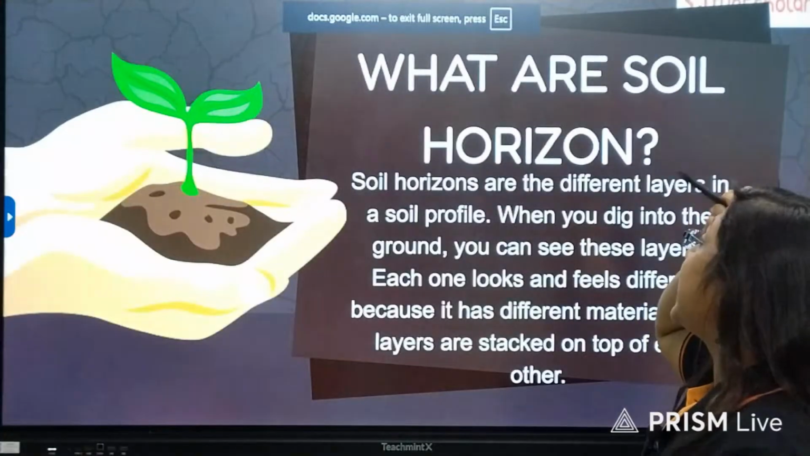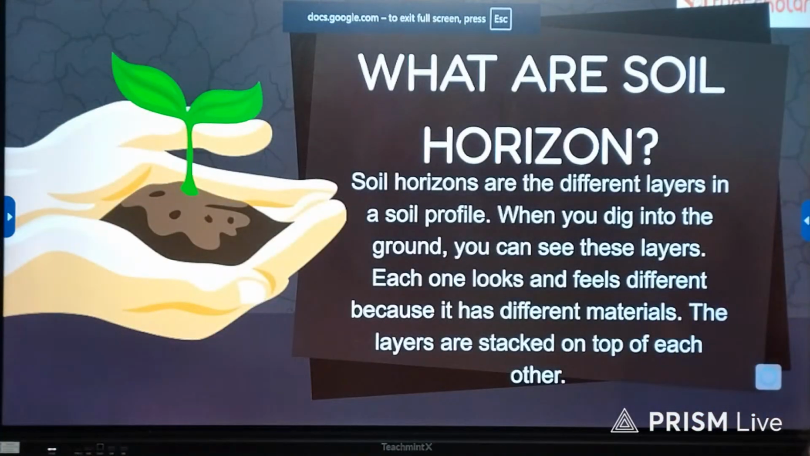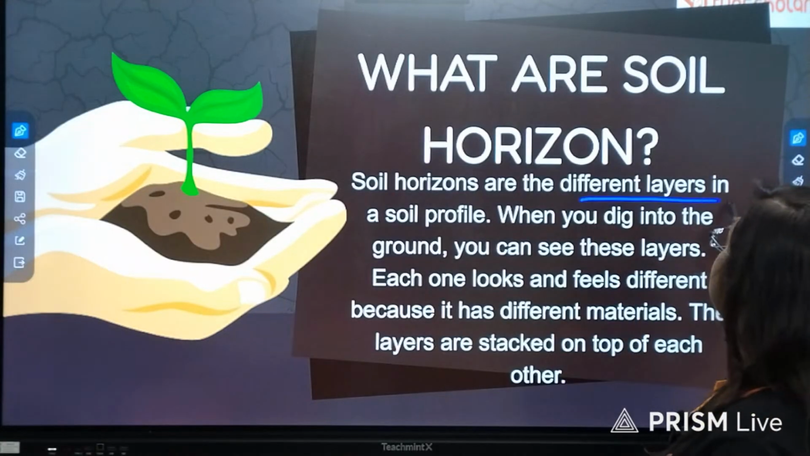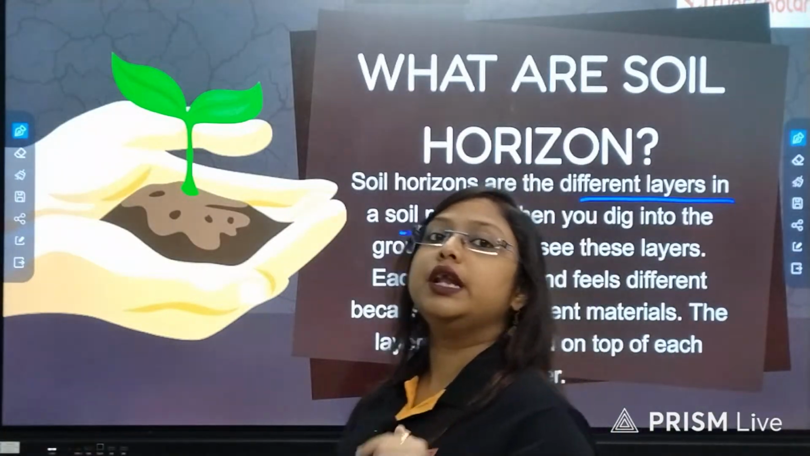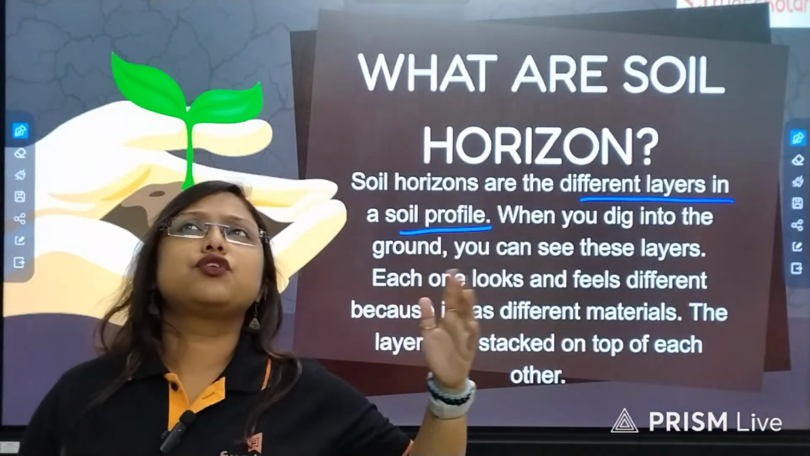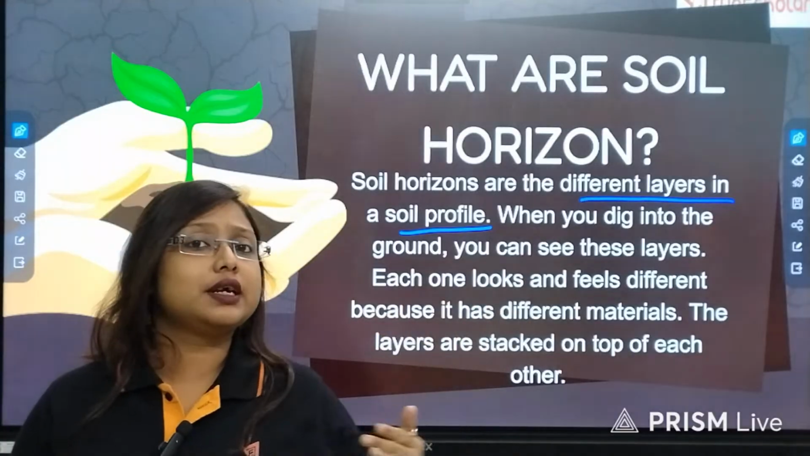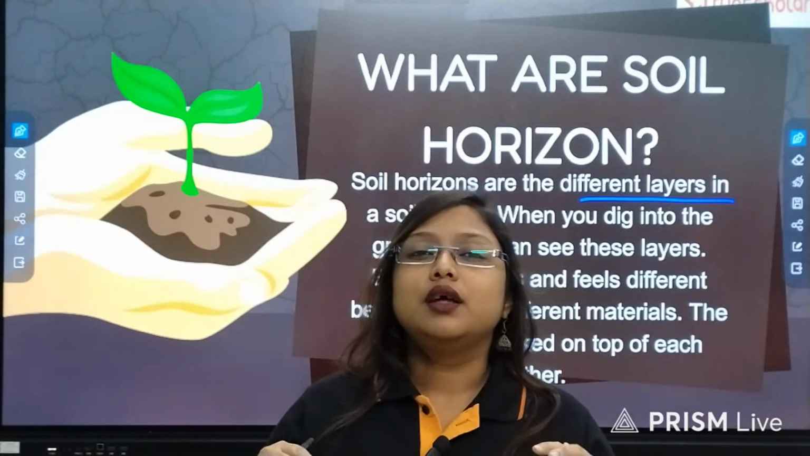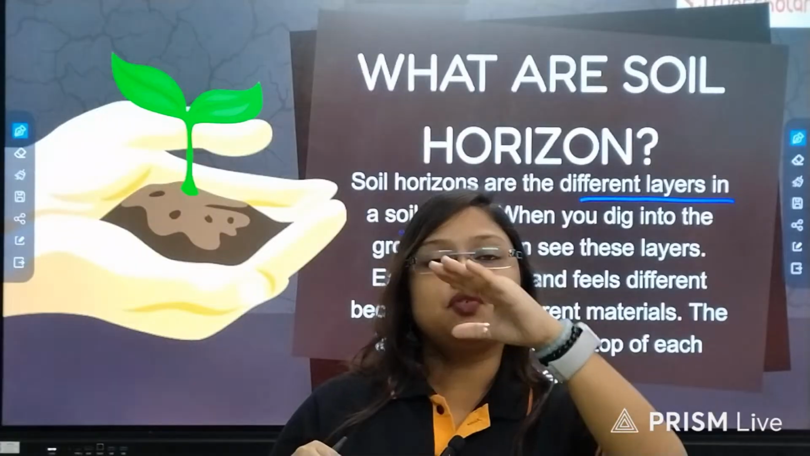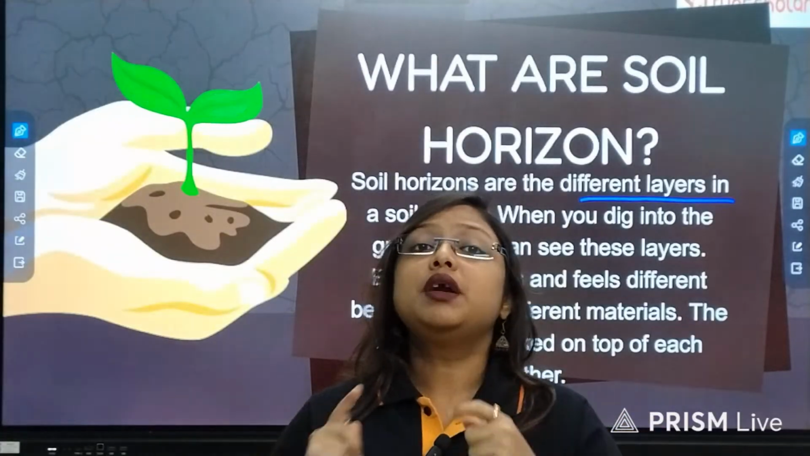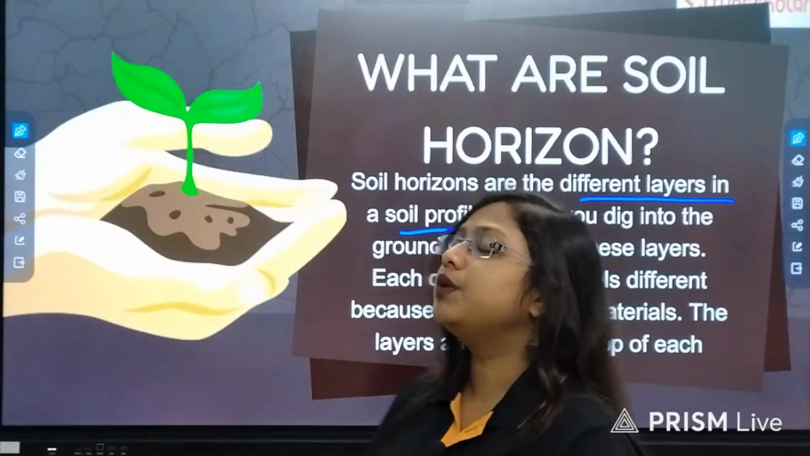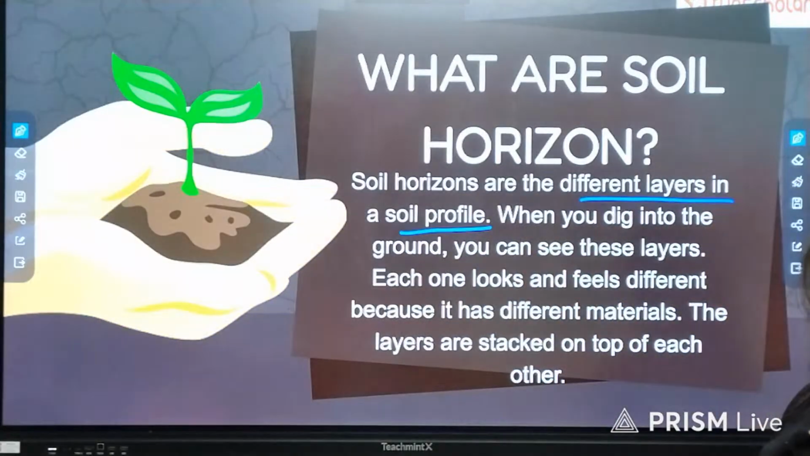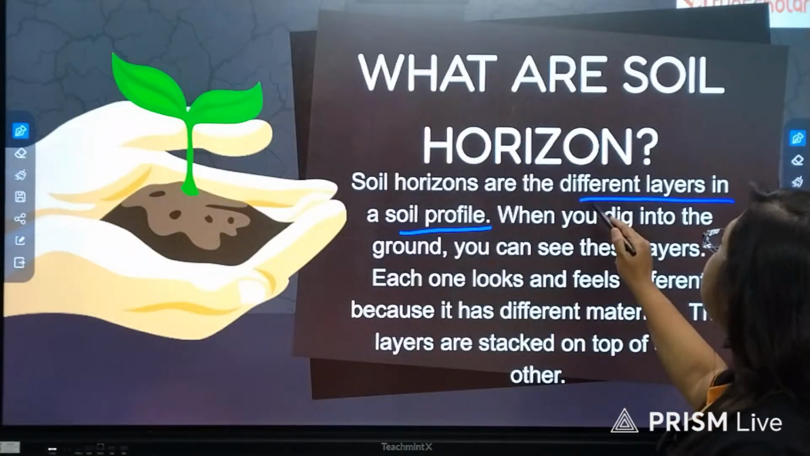What exactly is the soil horizon, or what are soil horizons? Soil horizons are different layers in the soil profile. There are different layers in our soil. Like in the video from when we started our class, there was something that said there is an O horizon, an A horizon. But at that time you didn't know what exactly ma'am was showing, right? But now we will get to understand what exactly we were showing at that time.